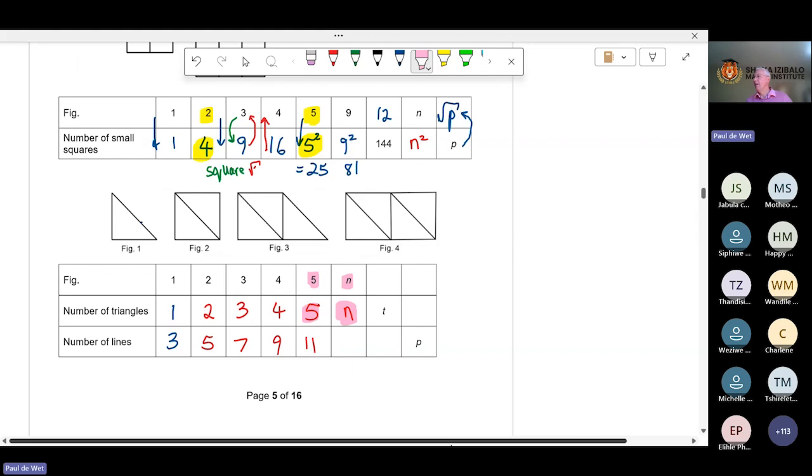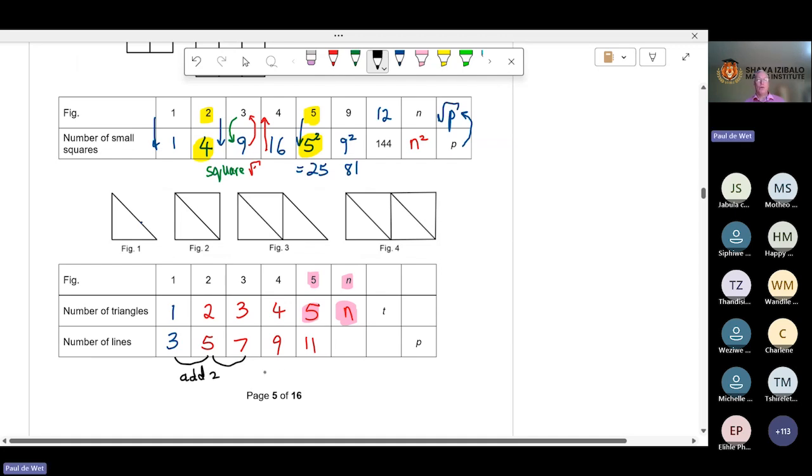Now let's see if we can work out how many lines there will be. Guys, this is a little bit trickier, and I'm going to give you a hint and a little strategy here. We are adding 2 each time. Do you agree? We're adding 2.